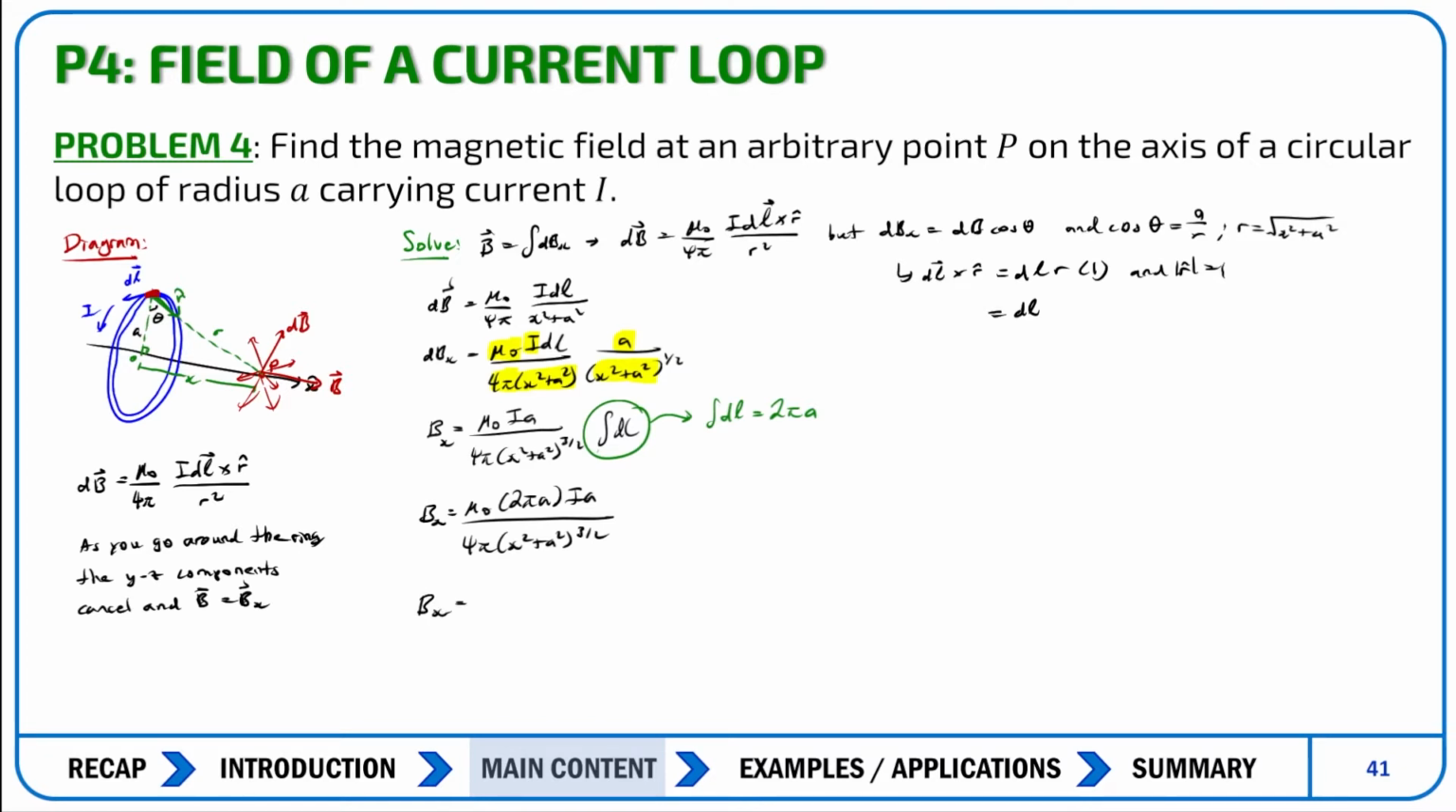And Bx is equal to, let's see, we cancel the 2 pi. And I think that's pretty much it. So we have mu naught I a squared over 2 (x squared plus a squared) to the power of 3 over 2. And we know that it's a vector, so we have to make sure we say what direction it's in. So it's going to be in the x direction, and that would be our answer for the field at point P of a current loop.